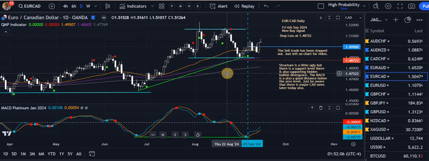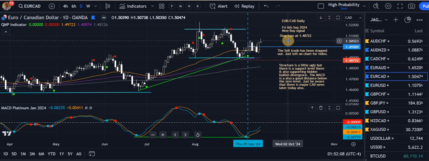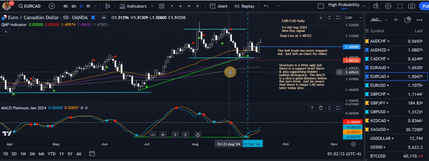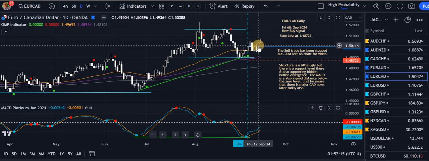Right, Euro CAD. Took a buy back here on the 6th of September. I'm having trouble speaking today. So 6th of September, and it's just gone sideways. Popped up on Thursday nicely, got me back above the entry level.